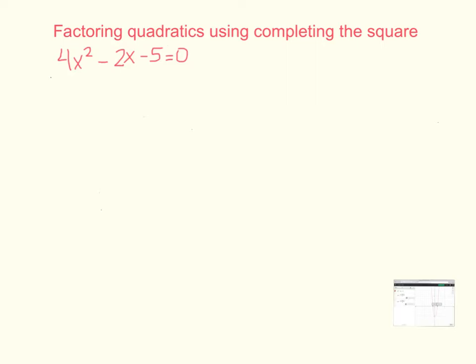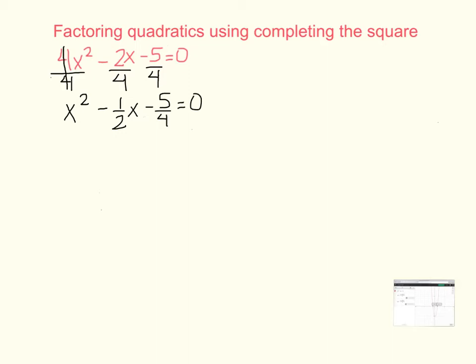The first step that you must do to make a equal to 1, you're going to have to divide all the terms by 4 in order to get a equal to 1. If you notice, 4 divided into 4 turns it into 1, so we end up with x squared minus 1/2 x minus 5/4 equals 0.